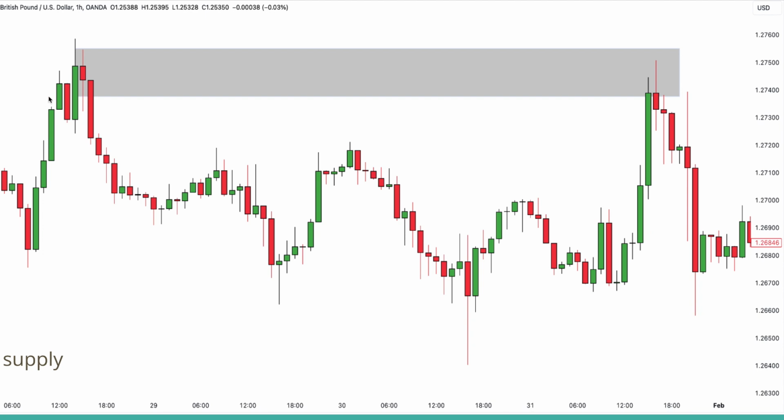Now, normally price will come back to fill this fair value gap. And so to have a valid supply zone, you must always draw it from a point where there is a fair value gap.